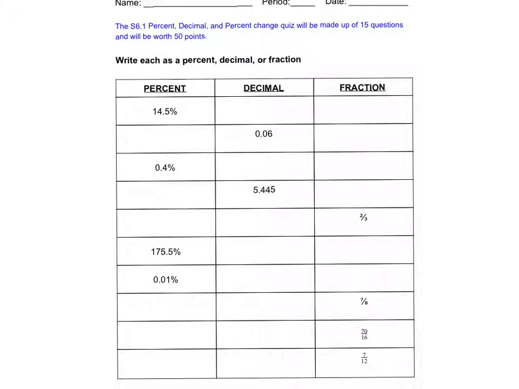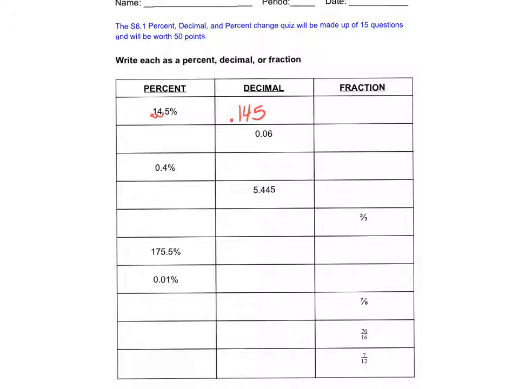14.5%, if I was to write it as a decimal, even though it looks like it's already a decimal because of the fact that there's a percent, it is considered a percent. So to make it an actual decimal without the percent, you need to move away from the percent symbol to the left. So that's 0.145.